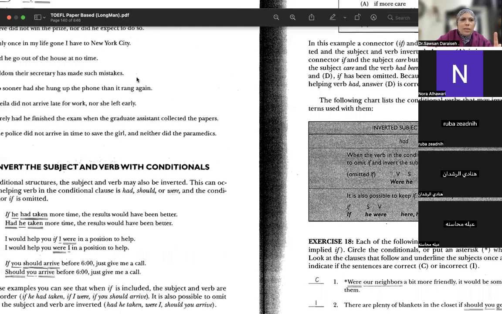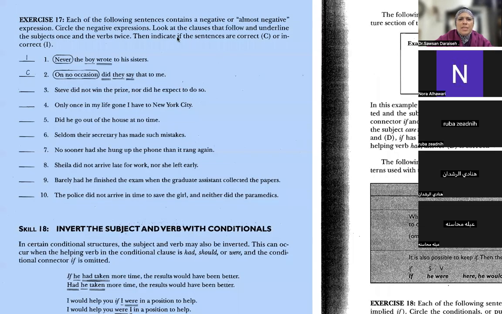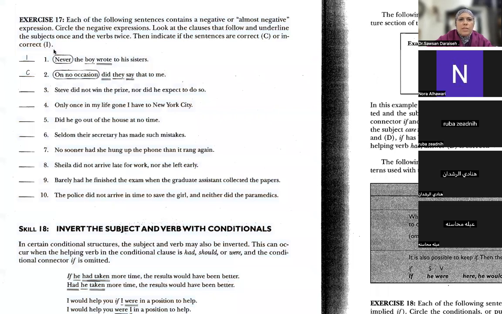Who can help me? So it says here, each of the following sentences contains a negative or almost negative, these phrases, expressions. Circle the negative expressions. We want to put a circle like never, like here, what they've done. Look at the clauses that follow and underline the subject once and the verb twice. So the verb 2 times, here's the verb, for example, it's wrote. The subject is the boy. And then tell me correct or incorrect. You can tell me that there's never here, and then we have the subject and the verb. So is this correct or incorrect?